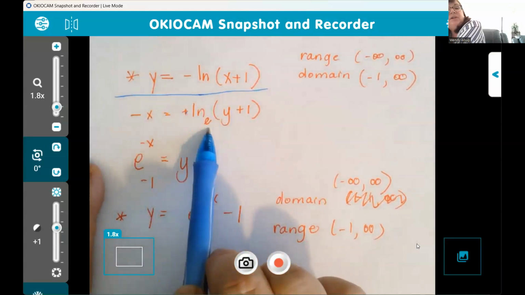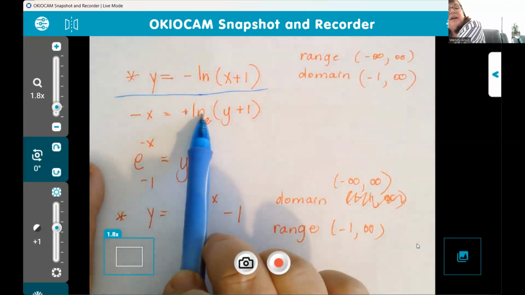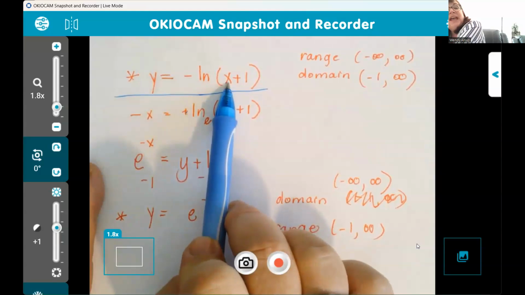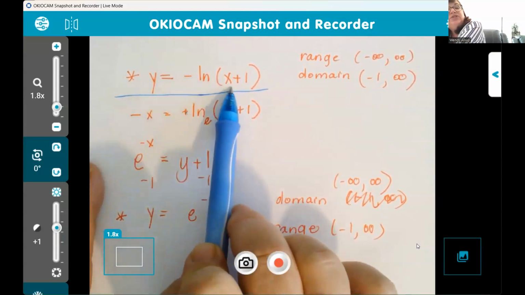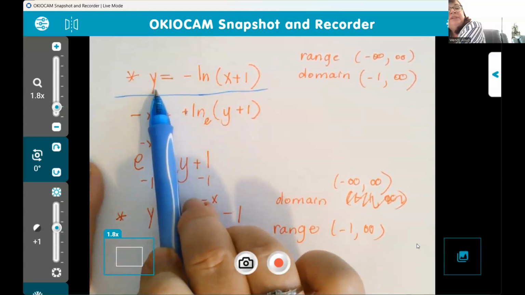Ln, which is natural log, so log base e. And instead of x here, I've got a y. And that's how you get your inverse. Okay, you switch your x and your y.